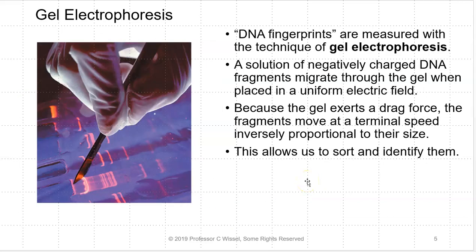Now, this is gel electrophoresis. DNA fingerprints are measured using the technique of gel electrophoresis. A solution of negatively charged DNA fragments migrate through the gel when placed in a uniform electric field. Because the gel exerts a drag force, the fragments move at a uniform speed inversely proportional to their size. This allows us to sort and identify them.